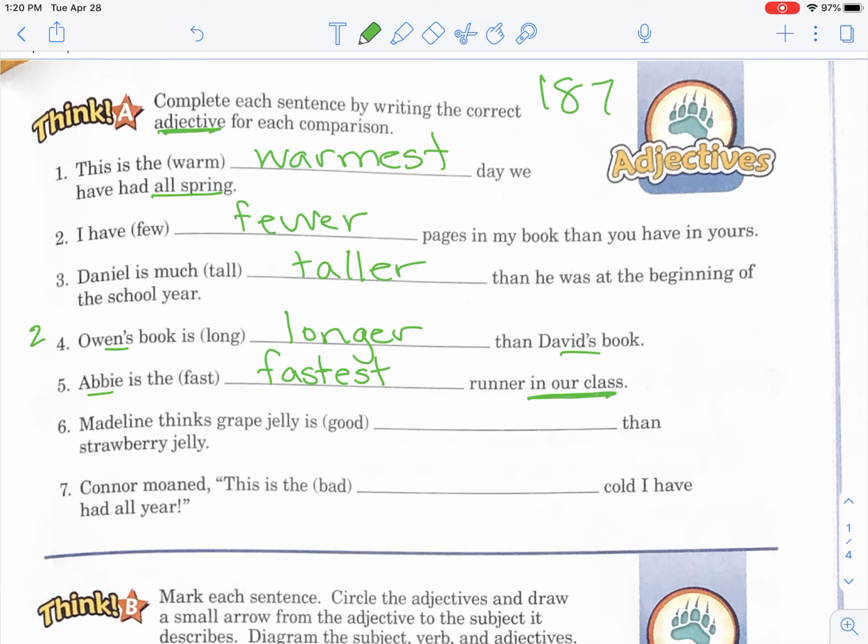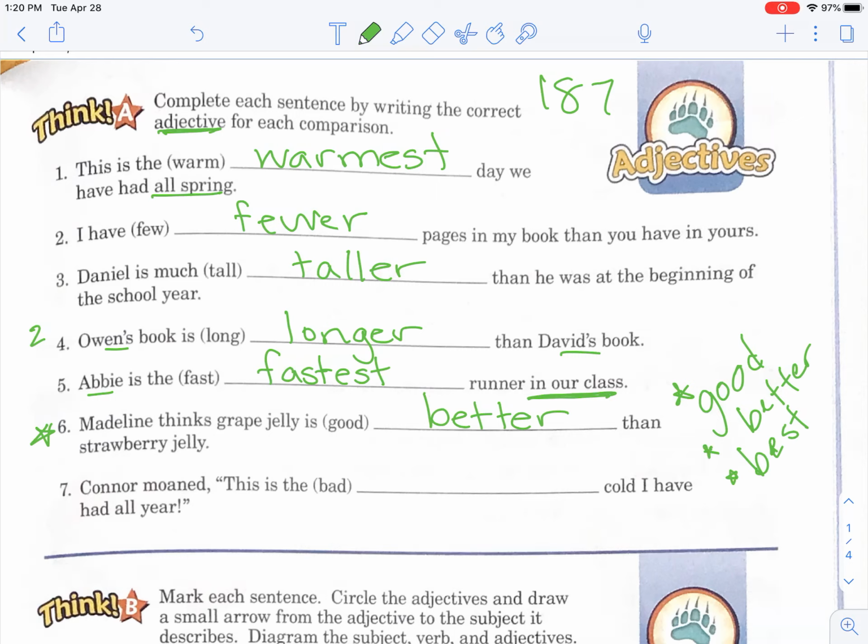Okay, Madeline thinks grape jelly is gooder than strawberry jelly. Oh, if you wrote good or gooder, that's not it. This is one of those tricky ones in the English language that switches. So Madeline thinks grape jelly is better than strawberry jelly. Good becomes, it's good, better, best, remember? If it's good by itself, and you compare it to one other, it's better than that one. And if you're comparing it with any other sandwich on the planet, it would be best. Good, better, best. That is a good reminder. So hopefully you remember that better and you're the best at it.